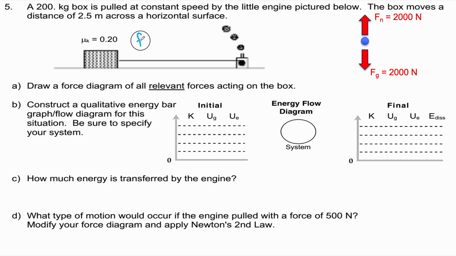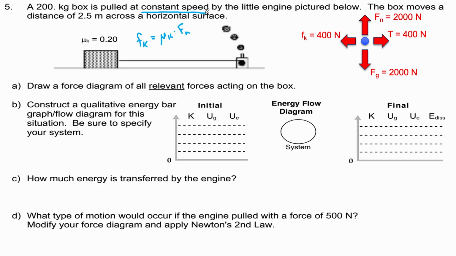Reminder that the force of kinetic friction is just equal to mu sub k times normal force. In this case, if you quickly do the math, 2,000 times 0.2 should give you 400 newtons. Since it's moving at constant speed, what must be the tension on the system? The answer is the rope must have a tension of 400 newtons to keep it moving at a constant speed.